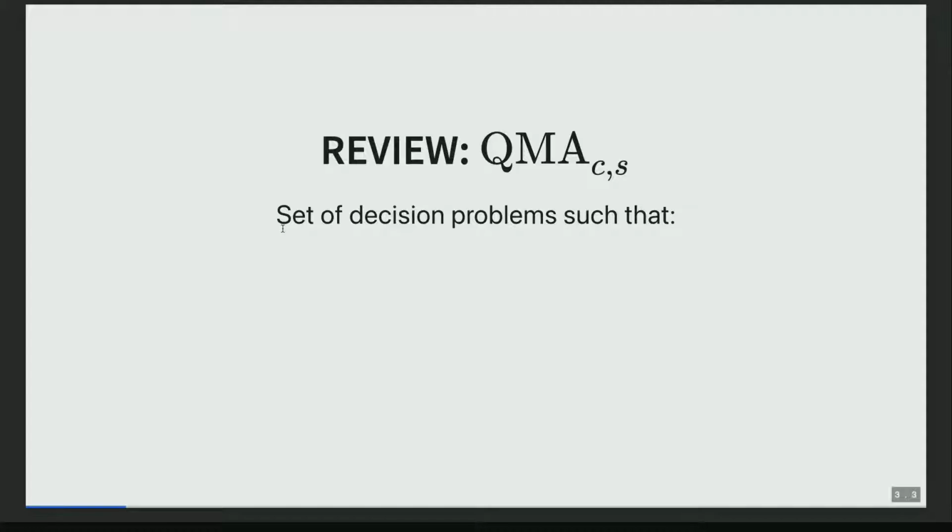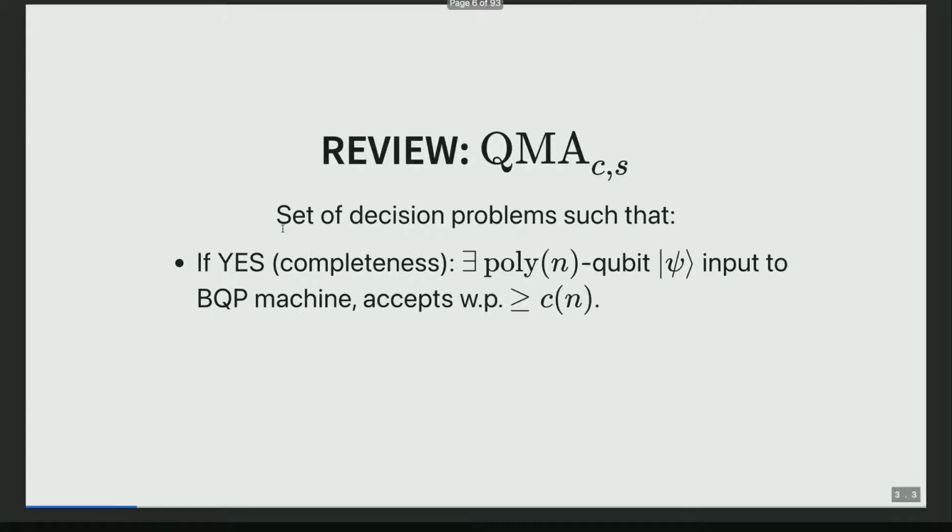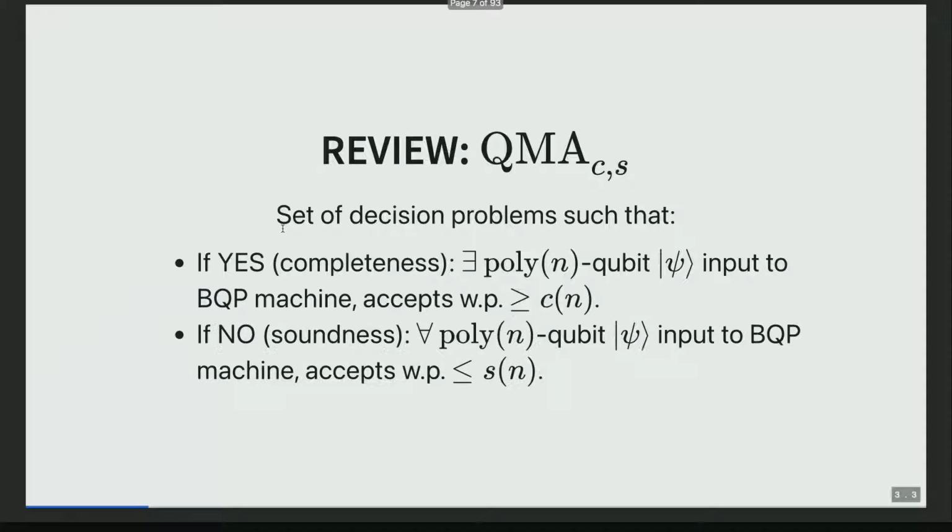So to review, QMA is a set of decision problems where in the yes case, there's some quantum proof that's input to a BQP machine, and you accept with at least probability C. And in the no case, no matter what quantum proof I get, if you input it to a BQP machine, it'll accept with at most probability S. This is a standard definition of QMA.